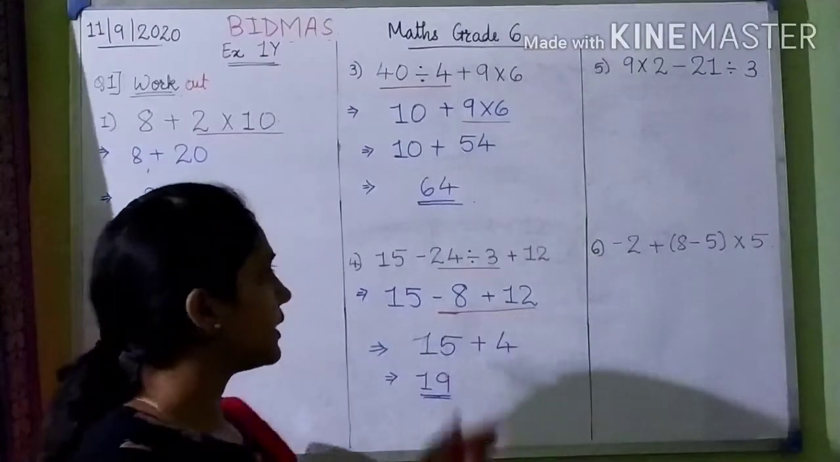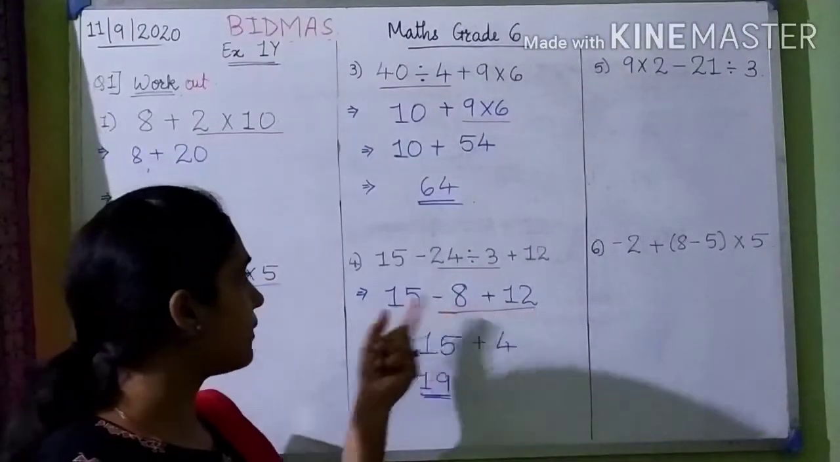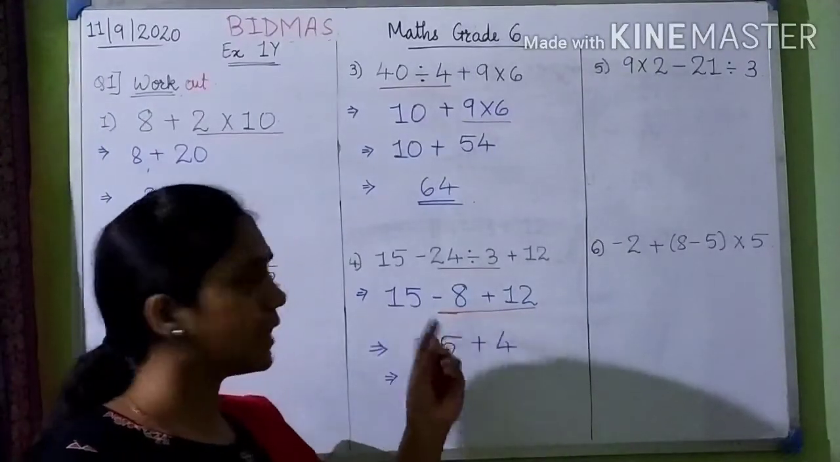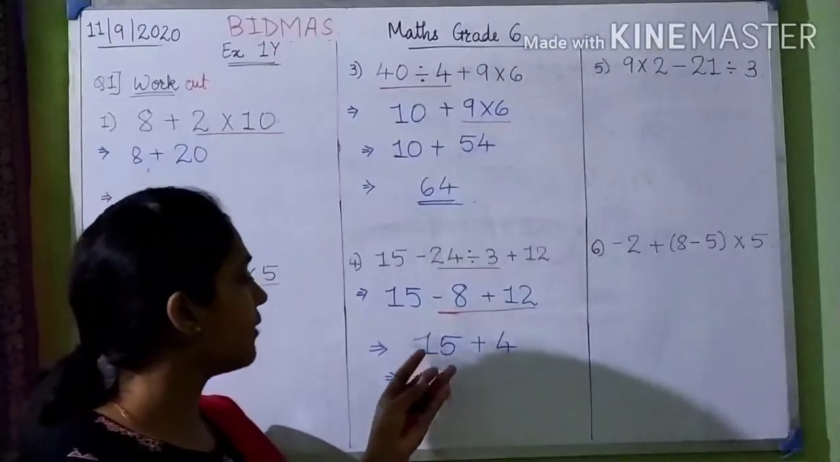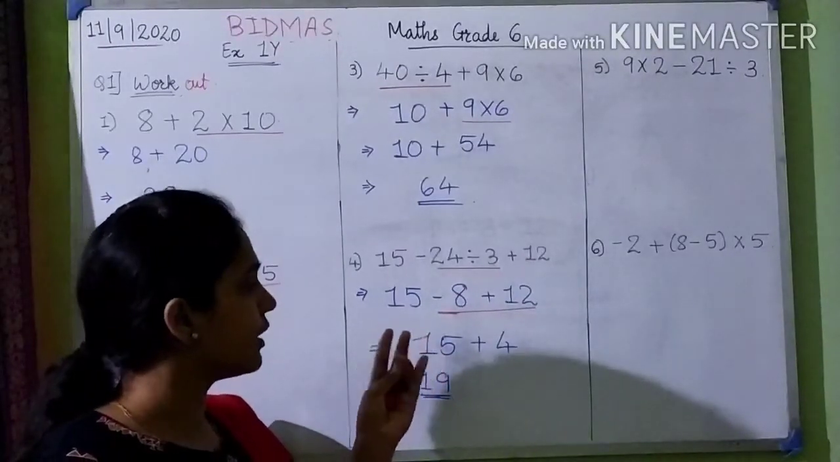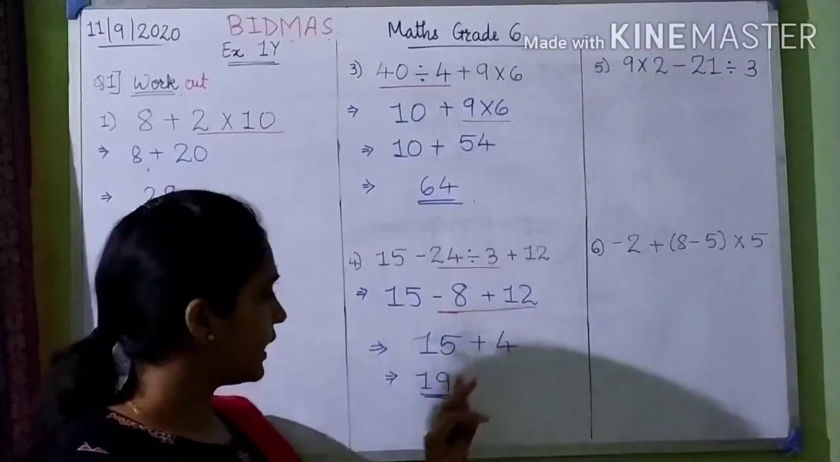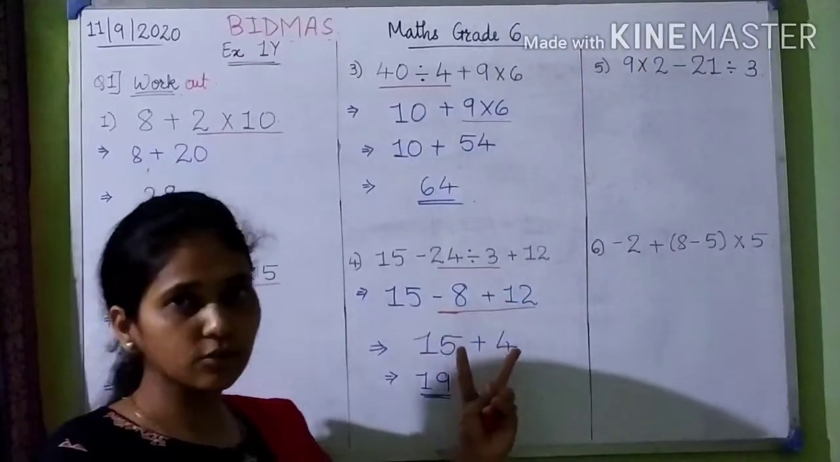See, you can even solve this like 15 minus 8. What is 15 minus 8? 9, 10, 11, 12, 13, 14, 15. So 15 minus 8 is 7. And then 7 plus 12 is 19. So that way also you can solve.